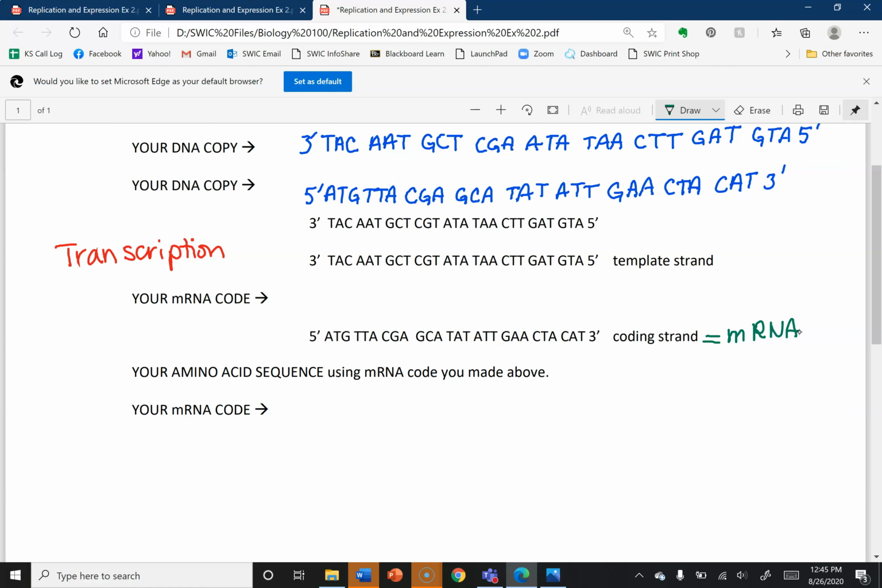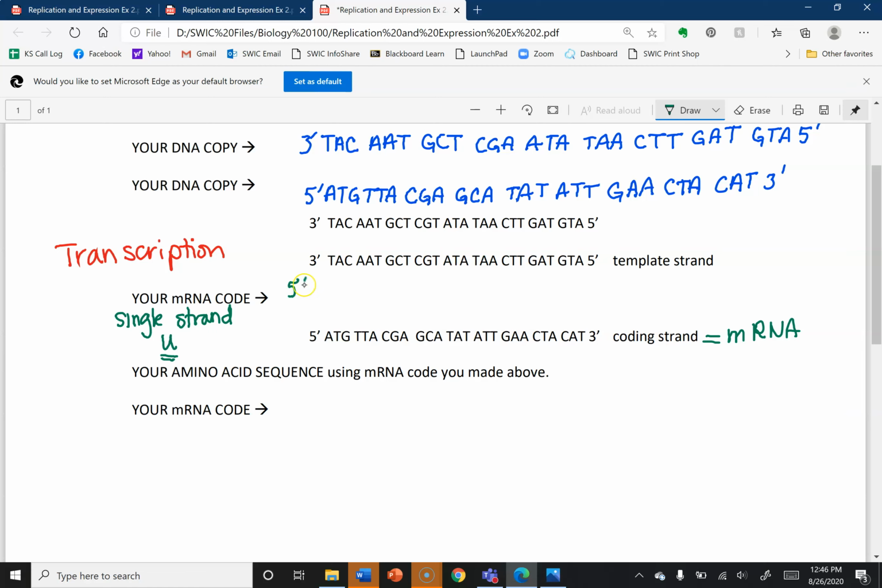Now, the process of transcription is almost identical to replication with two major differences. One, when we do transcription of messenger RNA, we're going to make a single-stranded molecule. The other difference is that we are going to incorporate a uracil, because uracil is found in RNA instead of thymine. So let's make our messenger RNA from that template.